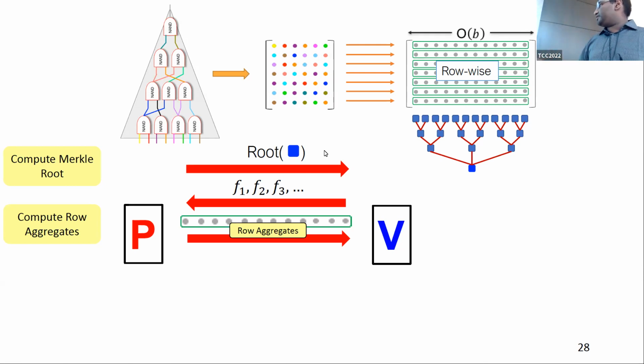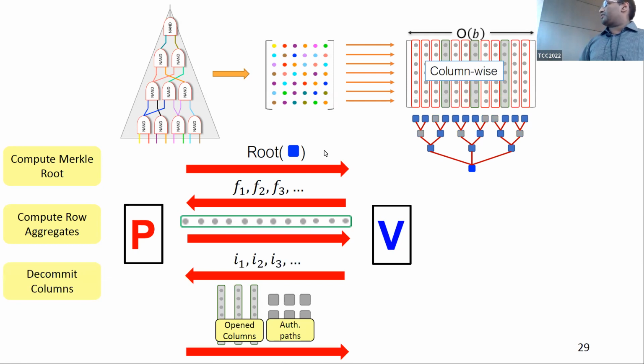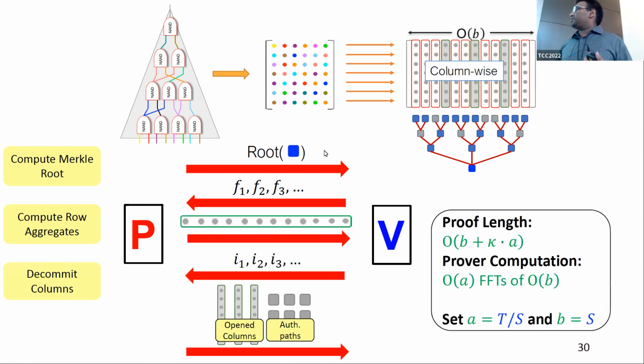And the third phase is decommitting to the columns, wherein the verifier will ask some queries on the proof oracle, and the prover will just open these columns and give authenticated paths to verify. And here the proof size is equal to B plus kappa A. So here B is the size of each row, and A is the size of each column, and kappa, or the security parameter K, is the number of columns you have opened.